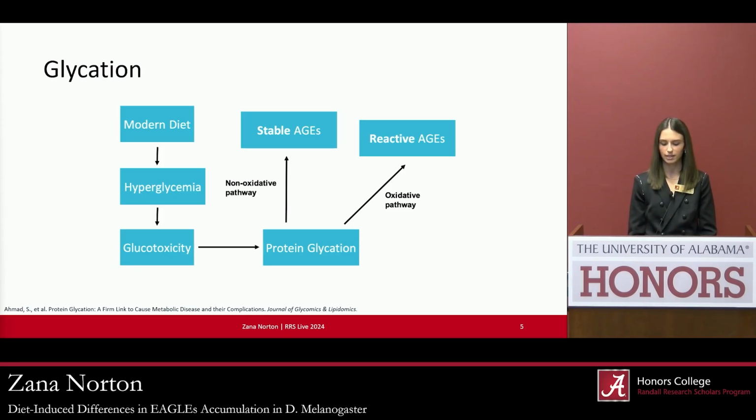One specific mechanism of glucotoxicity is protein glycation, in which proteins in the body undergo a non-enzymatic, irreversible reaction with the sugar present in the blood. The products of protein glycation are called AGEs and inhibit various vital processes. Reactive AGEs may form via an oxidative pathway and tend to be more harmful.